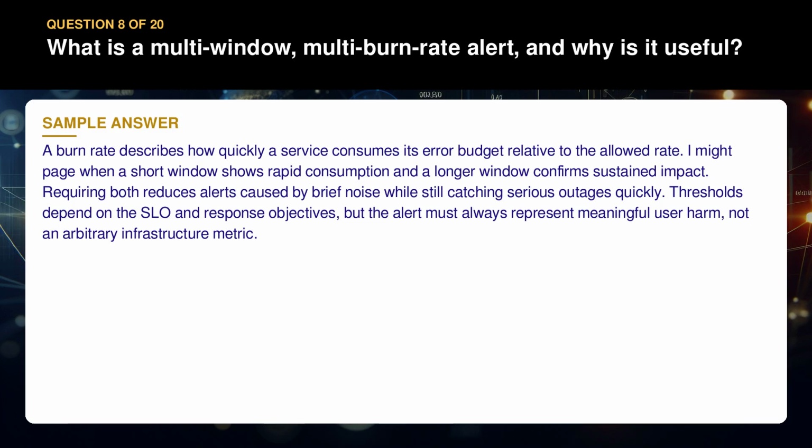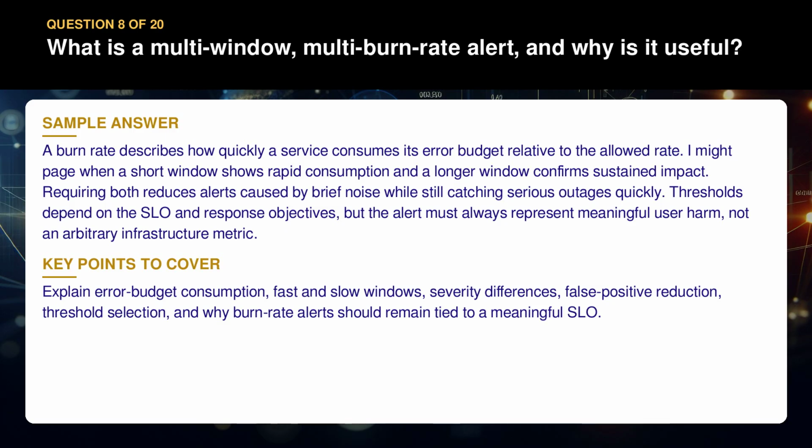Thresholds depend on the SLO, but the alert must always represent meaningful user harm, not an arbitrary infrastructure metric. Explain error budget consumption, fast and slow windows, severity differences, false positive reduction, threshold selection, and why burn rate alerts should remain tied to a meaningful SLO.